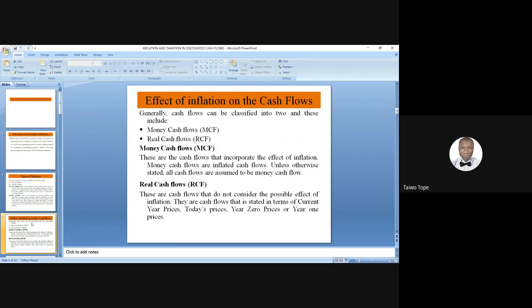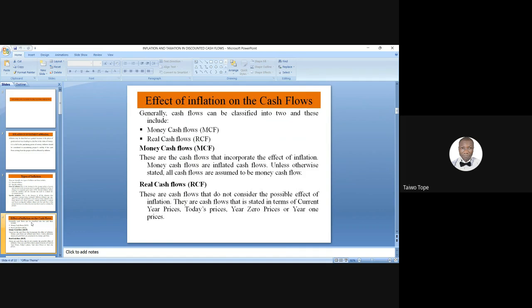So the cash flows in terms of money are cash flows that have inflation already embedded in them. These are the cash flows that incorporate the effect of inflation. So money cash flows are inflated cash flows unless otherwise stated. All cash flows are assumed to be money cash flows in an examination situation unless otherwise stated.